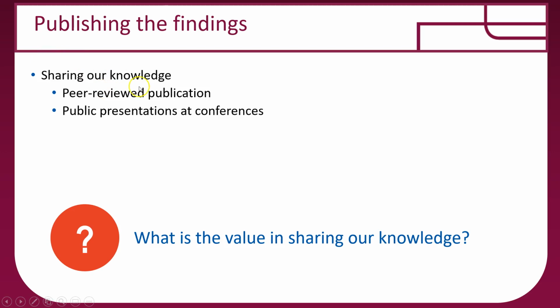And so we publish our findings in what's called a peer-reviewed publication or a peer-reviewed journal. There are journals in all different types of areas of psychology. So there'll be the Journal of Clinical Psychology, the Journal of Neuropsychology, the Journal of Art Therapy. And they're basically like magazines.